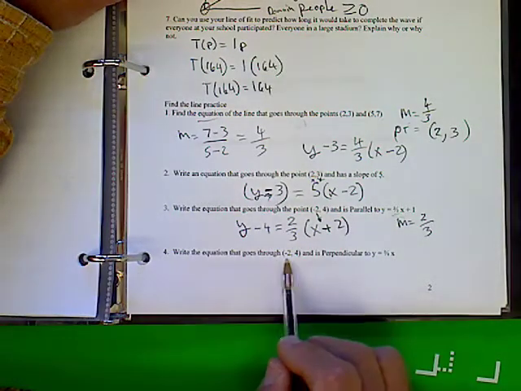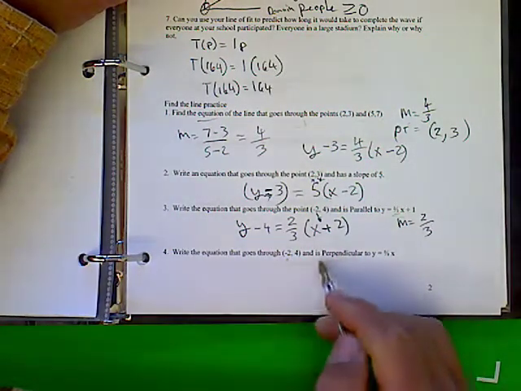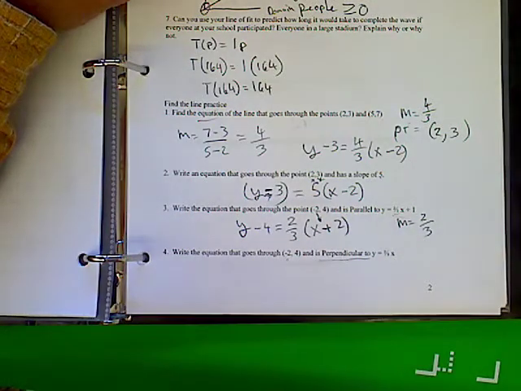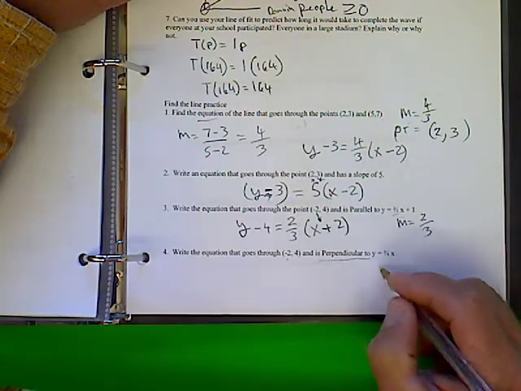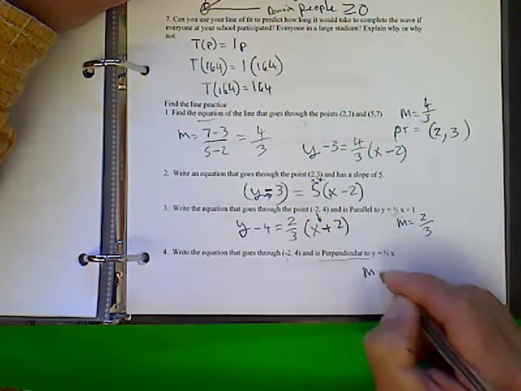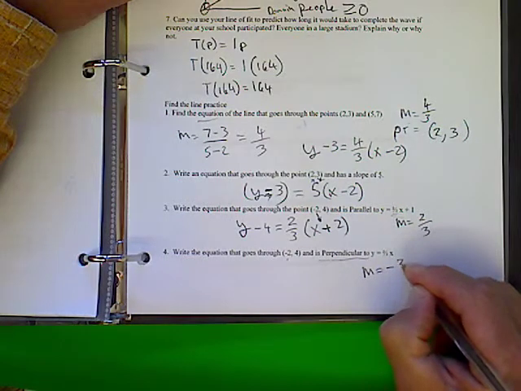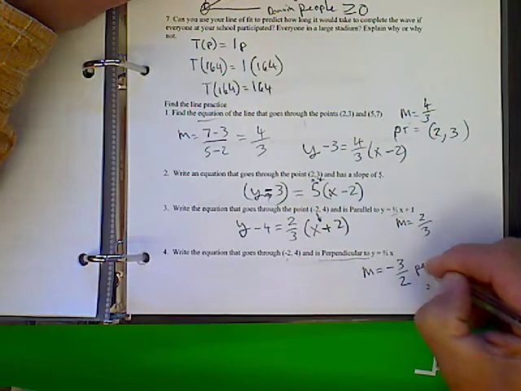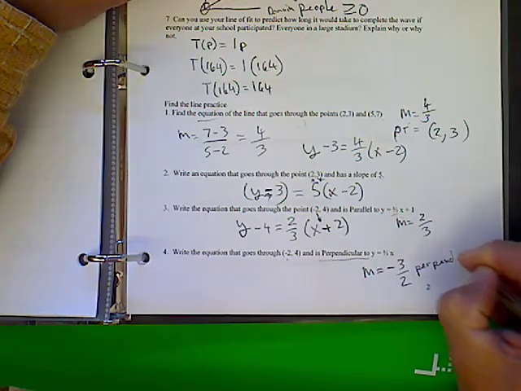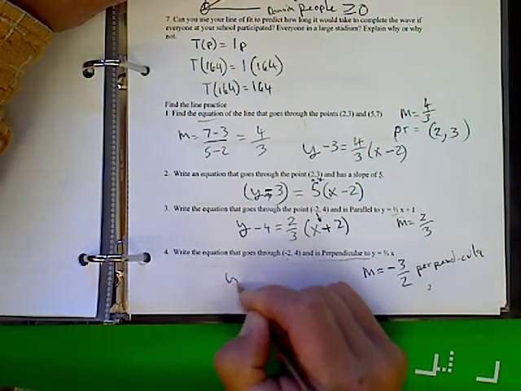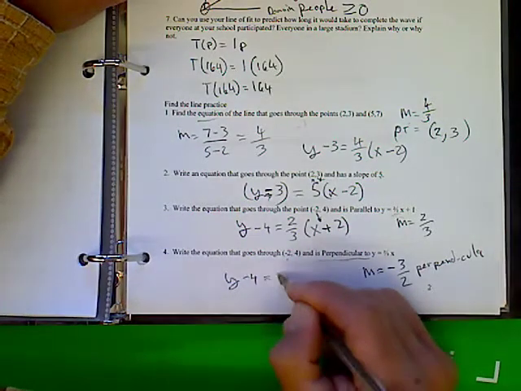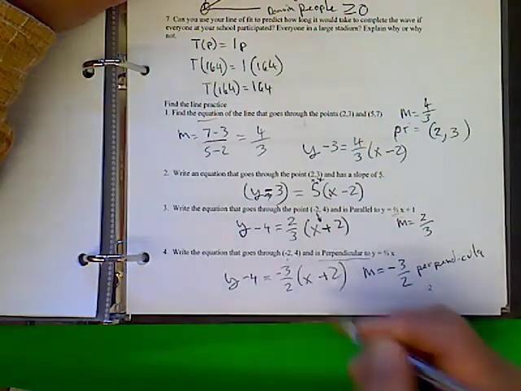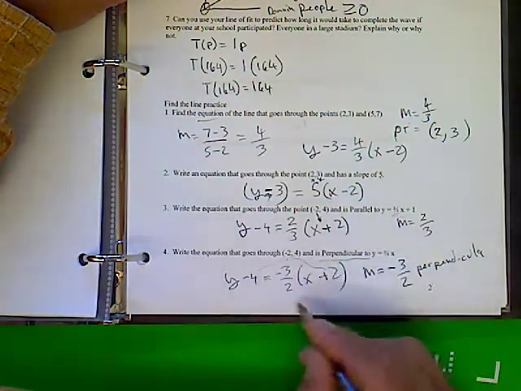Now, write the equation that goes through the same point, but is perpendicular. Perpendicular is the negative reciprocal. So if my slope is 2/3, the slope of the perpendicular line is going to be -3 halves. Then we just plug in that point: y minus 4 equals -3 over 2 times x plus 2. Y-coordinate, x-coordinate, slope.